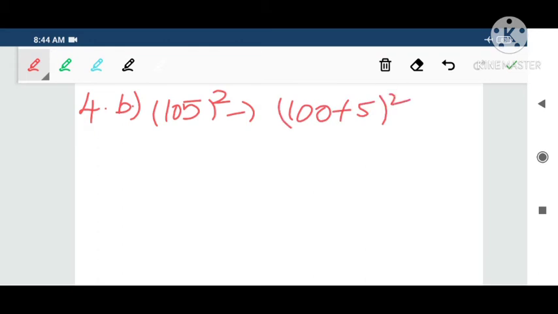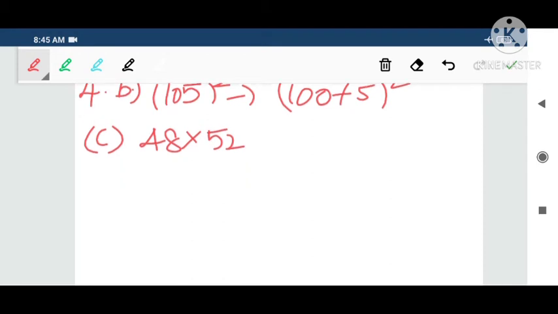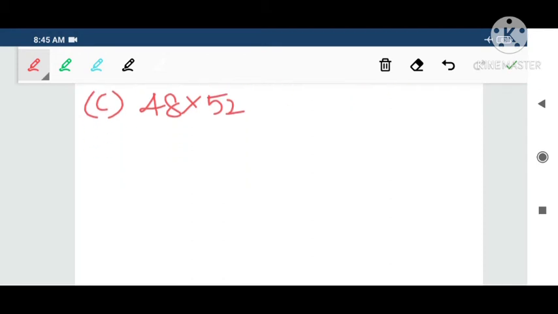By using the (a plus b) whole square format identities, you're supposed to find out the value. Next question, question number C: 48 multiplied by 52. We need to find the value of 48 into 52 without actual multiplication, by using identities.